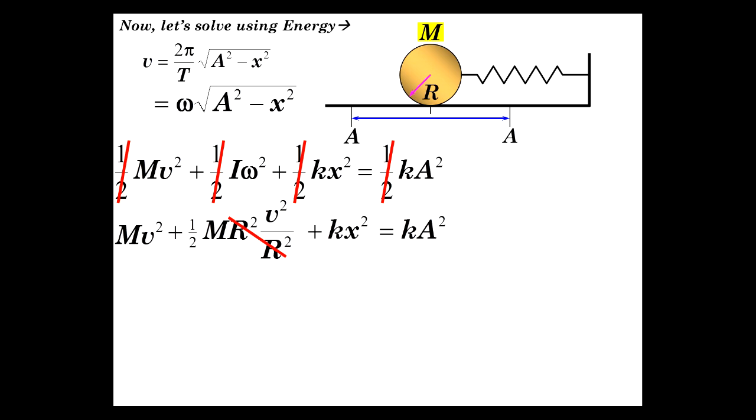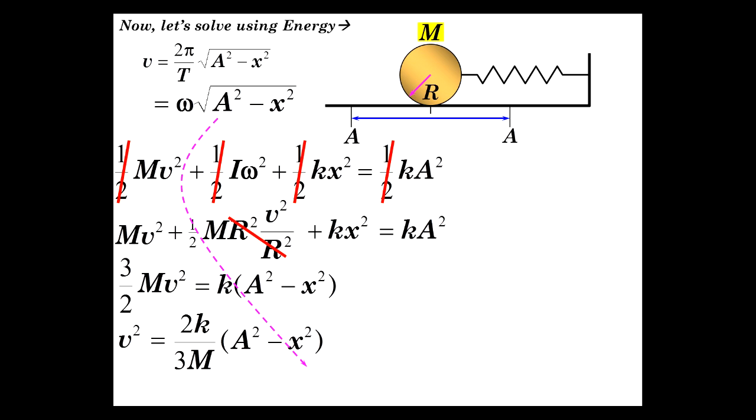So we have 1 mv squared and then a half mv squared. That sounds like 3 halves mv squared, plus kx squared equals ka squared. Bring this to the other side. So there we see we're coming up with this form here. Let's write that in the proper way. v squared equals 2k over 3m times a squared minus x squared. So it does have this form. Notice there's no square root; this thing has been squared already. So that means that this is really omega squared. So that's omega squared times a squared minus x squared.